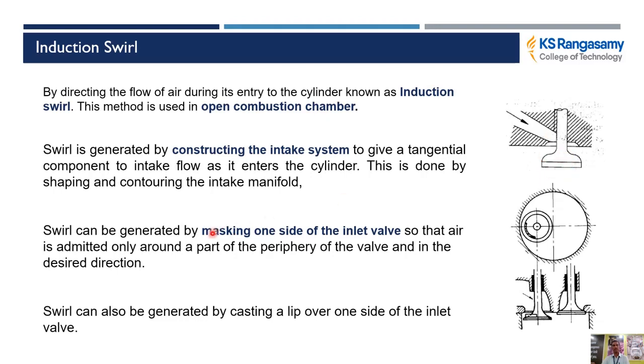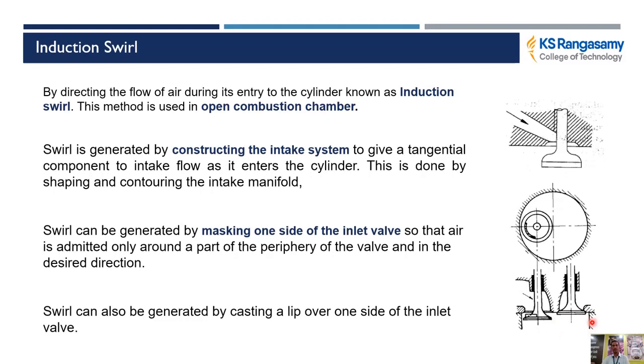Another way of creating the swirl is masking one side of the inlet wall, because you know that on the suction stroke the air goes through the inlet port and the inlet wall. When you create the mask, there is some restriction so that the air is admitted only around the periphery of the valve and in the desired direction. Because of the mask, the air rotates over the valve and then gets into the combustion chamber. It will create the swirl.